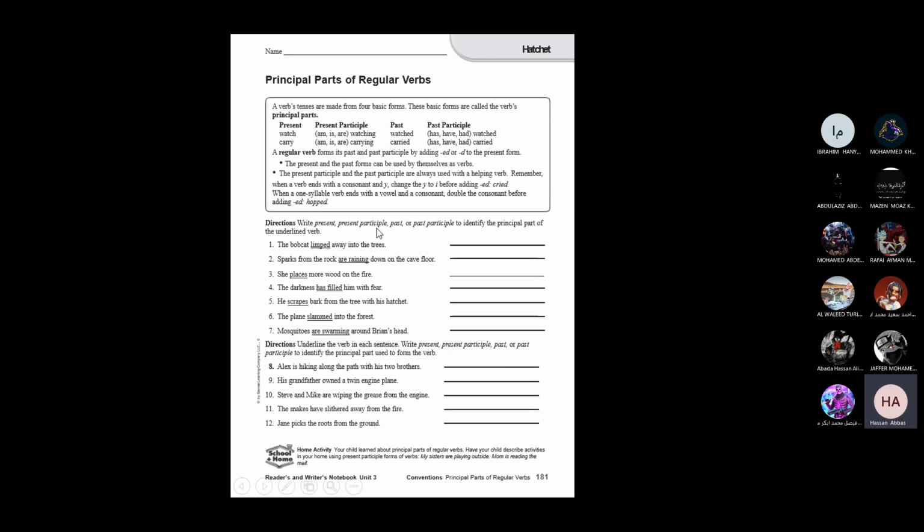Write present, present participle, or past participle, according to the underlined verb here. So you have to identify the underlined verb. The second question: you have to underline the verb in each sentence. What is the verb in each sentence? Underline it, then mention whether it is present, present participle or past participle. That's it. So simple, I think, guys. So solve page 181, and read the writer's book, guys. Solve it and send it. It's so simple.